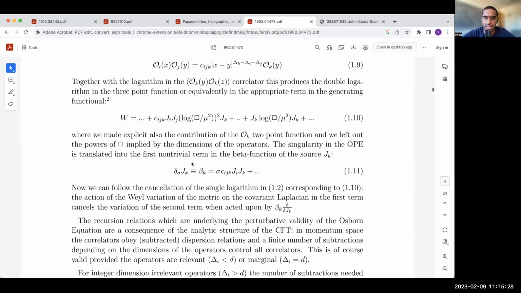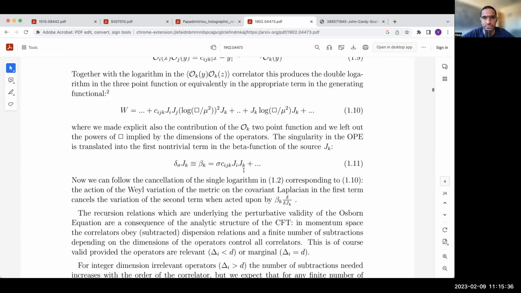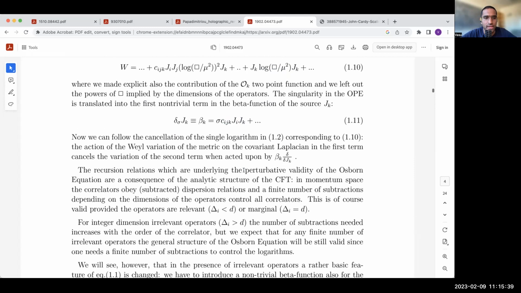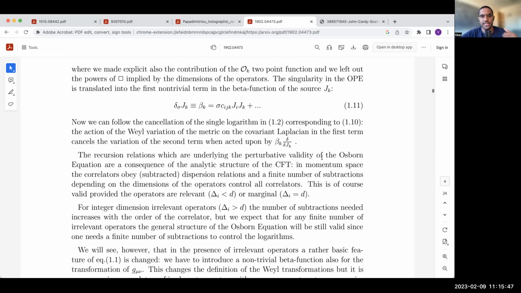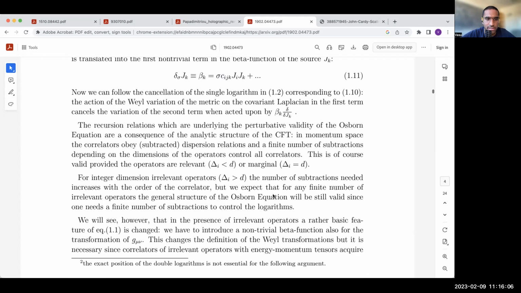So this is what makes it such that delta sigma of J^K, aka beta^K, is sigma times C_ijk J^i J^j, exactly as we derived, up to some overall factors. And so this is the recursion relation underlying the perturbative validity of the Osborn equation. And they say that if you thought about this in momentum space, the correlators obey subtracted dispersion relations with a finite number of subtractions, depending on the dimensions of the operators, and they control all the correlators. So for marginal and relevant operators, you need a finite number of subtractions.